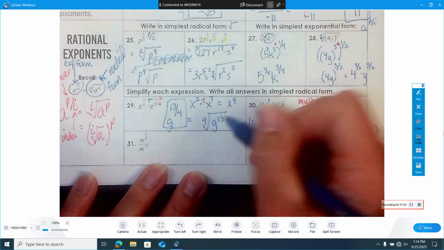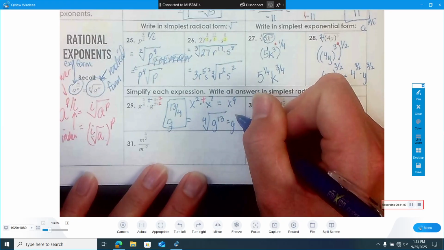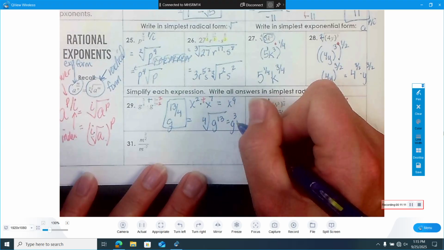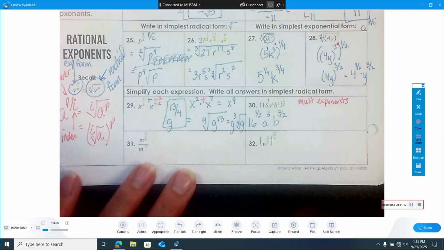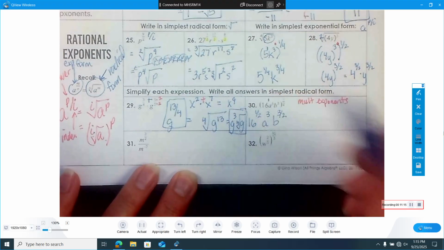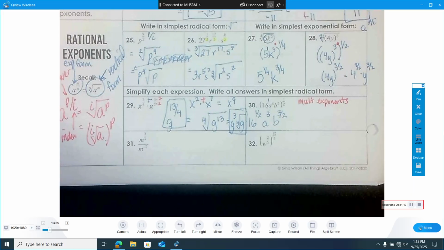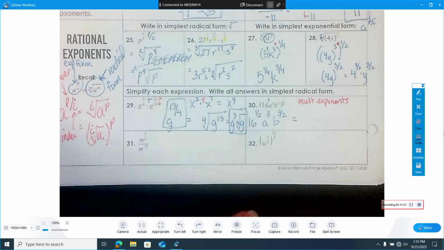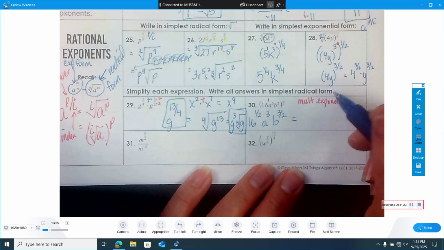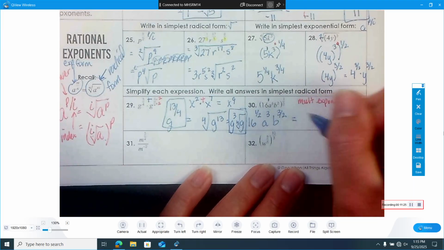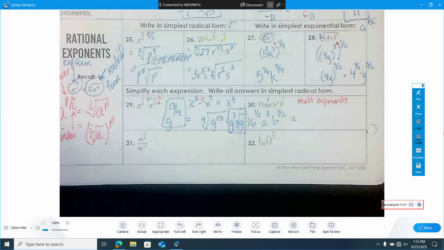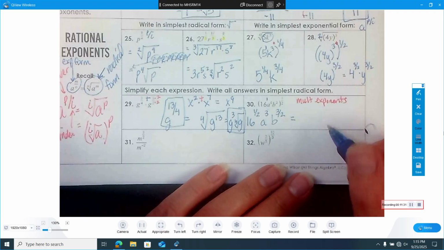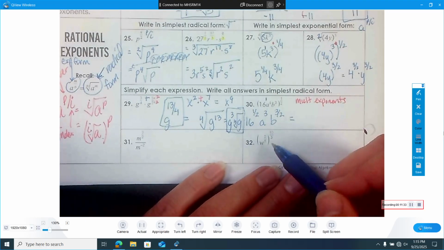How many groups of 4? 3 groups come out, and 1 g is left inside. Oh, there it is. Sorry, didn't finish that. Oh man. See, there are so many ways to do these. The hard part about exponents. So, wait, what did you say?